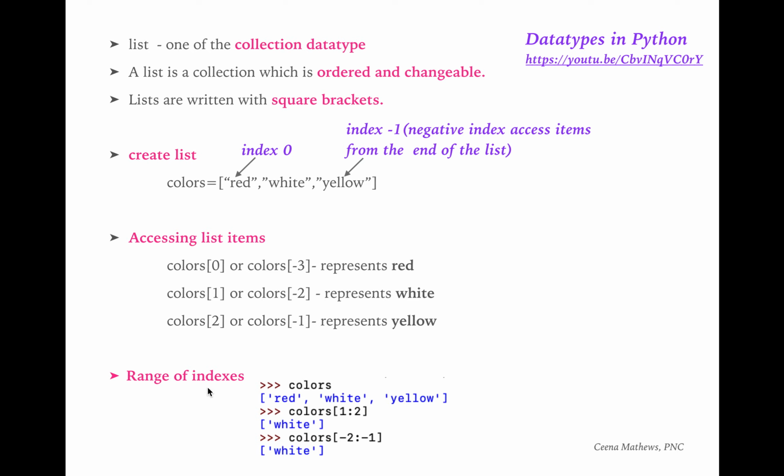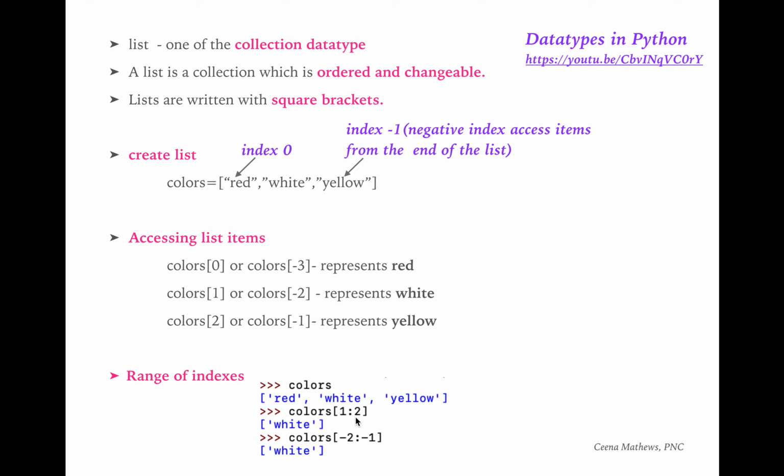And next is about the range of indexes. That is, when you give the object name, you will get the items of the list, that is red, white and yellow, as we have created here. And you can access from this particular list a set of items that can be specified using a range of indexes within square brackets, that is starting from index 1, up to index 2, it will be accessing items.